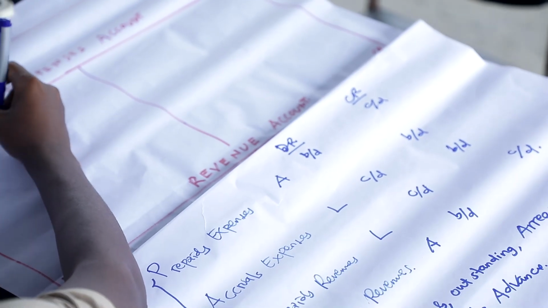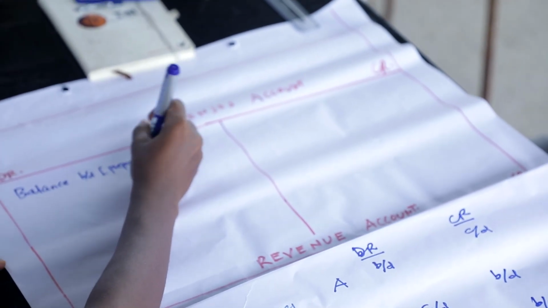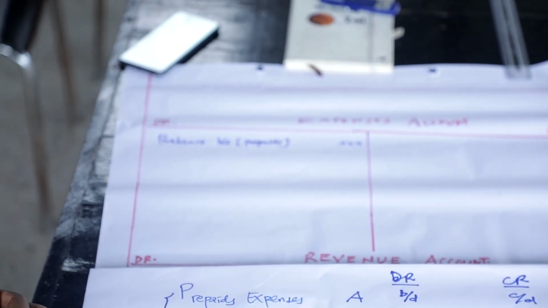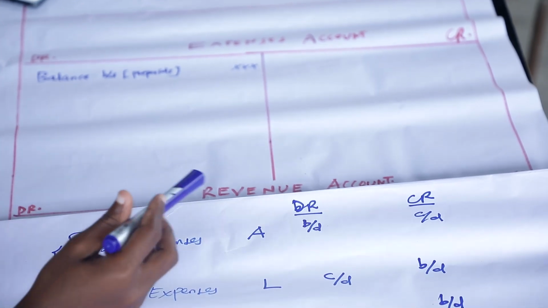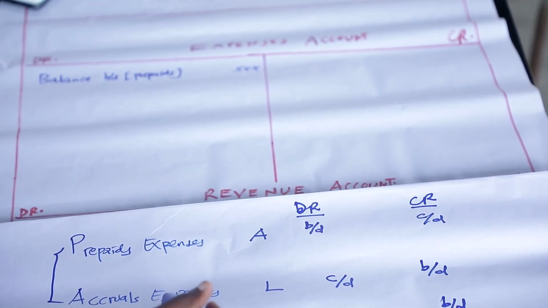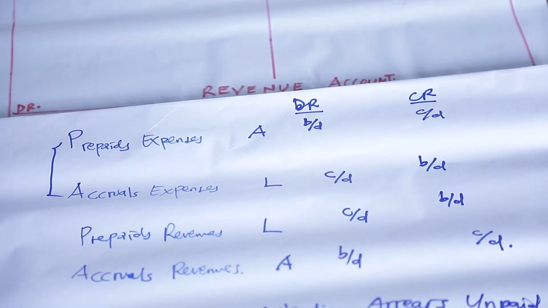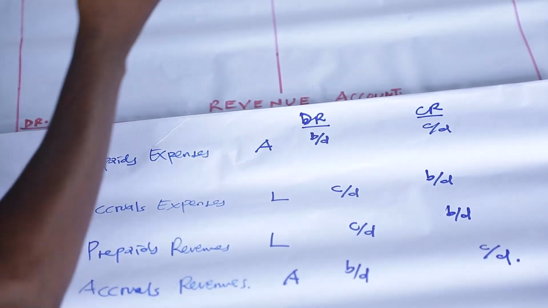Balance BD for prepaids. And have your amount there. So this balance BD for prepaids will be shown on the debit side, but the balance BD for accrued expenses will be shown on the credit side. So here we'll have the balance BD for accrued expenses.